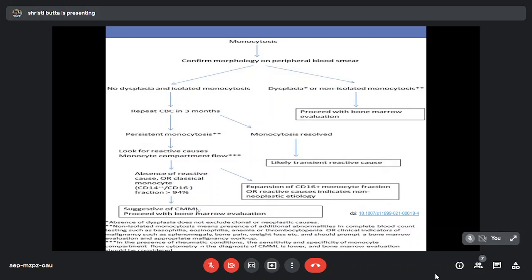So the reason why we discuss the CD14 and CD16 expression in monocytes comes here. What is the need of dividing the monocytes into different subsets, the inflammatory and the classical subset, or the non-classical subset, or the patrolling subset? It all comes down to here. You can easily distinguish a CMML from a reactive monocytosis by simply doing a CD14 and CD16.